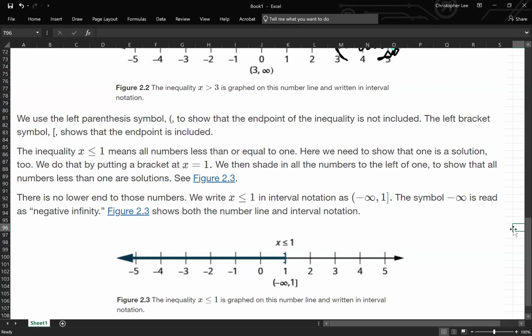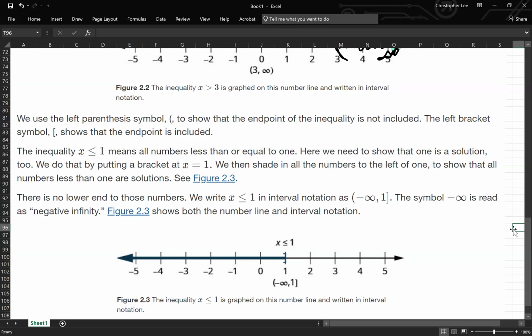So here we need to show that 1 is a solution too. We can do that by putting a bracket at x equals 1, and then we shade all the numbers to the left of 1 to show that all the numbers less than 1 are solutions. So there is no lower end to these numbers. We write x less than or equal to 1 in interval notation as open parenthesis, negative infinity, to 1, square bracket, because we're including 1.